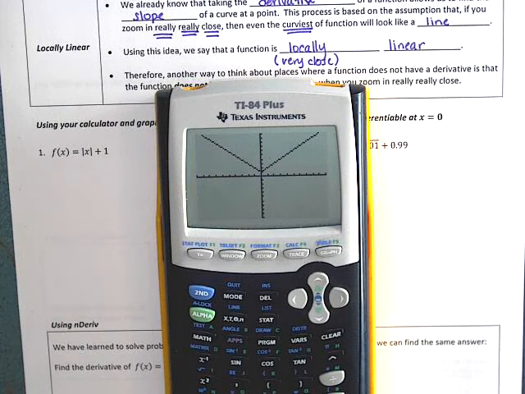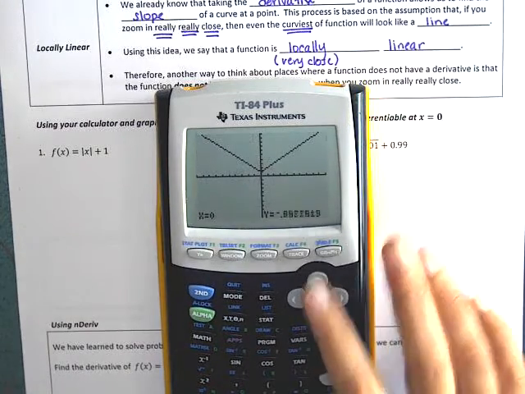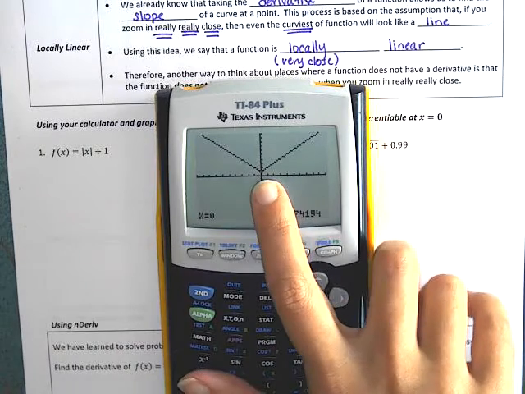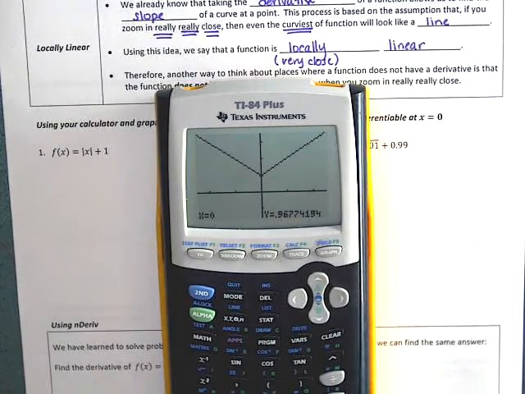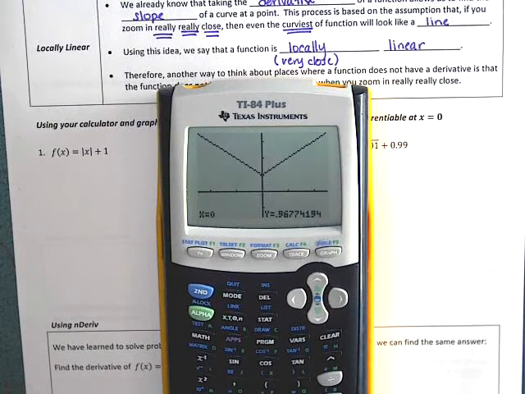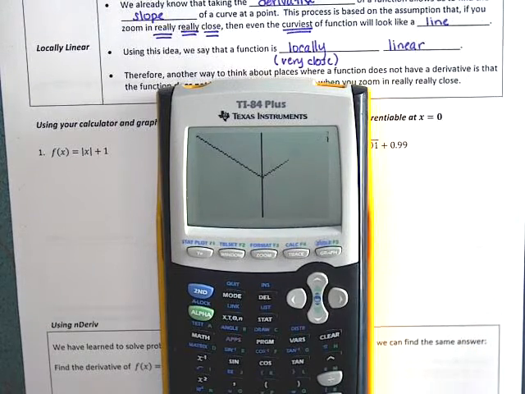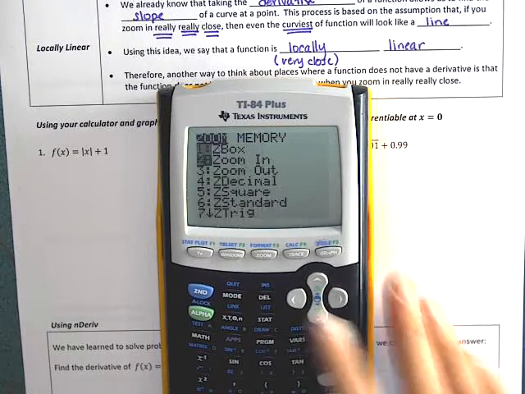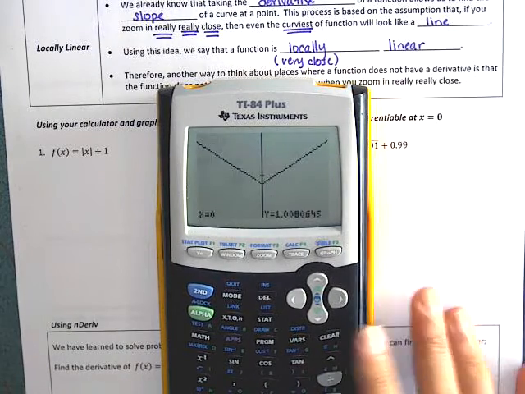So are we cool here with that? This is the graph of absolute value shifted up one space. Now we're going to zoom in. Move it so your little blinker is really close to where that corner is, and hit enter. We zoomed in. Now we're going to zoom in again. We've got to zoom in a lot of times. Zoom in, enter. Zoom in, enter. You might need to move your little blinker around a lot of times. Zoom in, enter, to get it really close to that corner. Zoom in, enter.